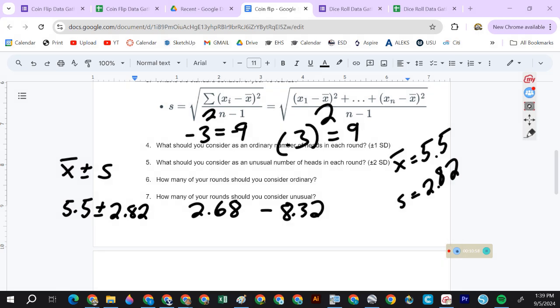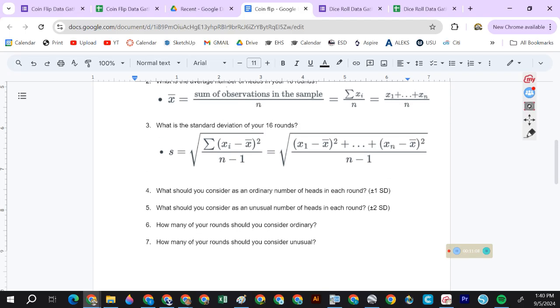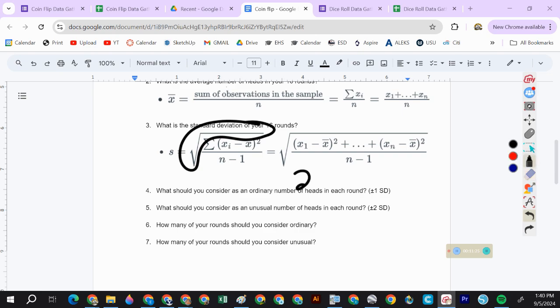Hey, guess what, guys? I know where my problem is. I know why my SD is so big. Look right here. I did not take the square root. So I forgot to take the square root, so 2.68, take the square root, and I get 1.63. That sounds much better.